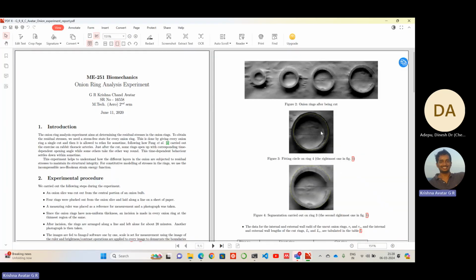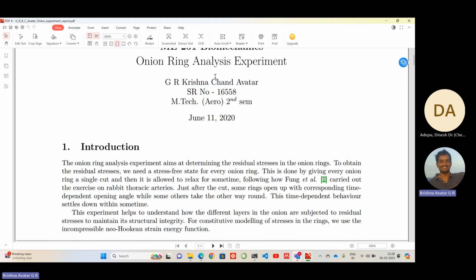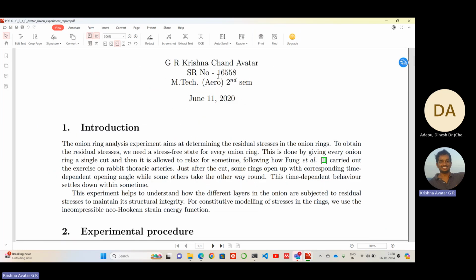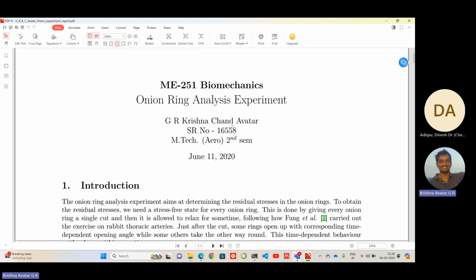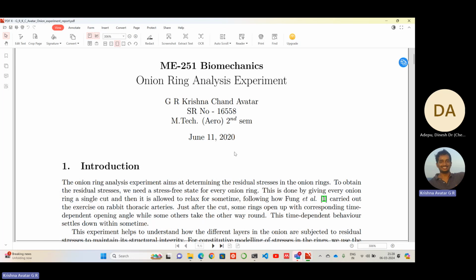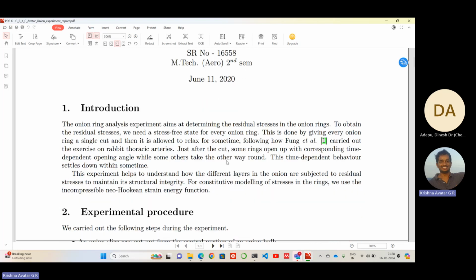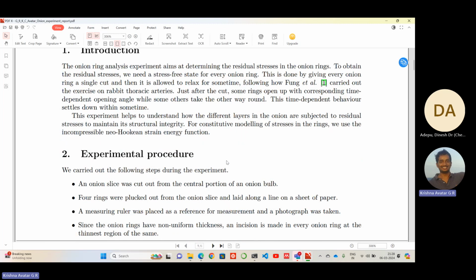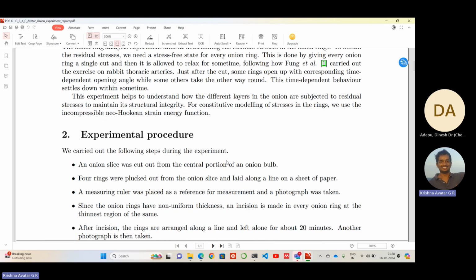So I'll just open one page. The onion ring analysis experiment. The goal was to cut that and then fit some constitutive model to it. So it involved the whole process: doing the experiment, measuring it, doing image processing, then fitting to some constitutive model, just to see what the stress variation would look like.